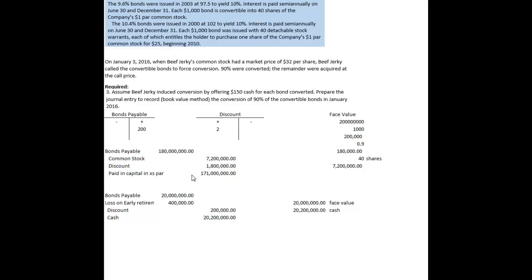We're not forcing them, but we're persuading them or inducing them, asking them to please convert your bond. And if you do that, in exchange, we'll give you $150 cash in addition to the shares that you get if you'll do this. So that's what we call an induction. It's also known as a sweetener, and it's a way for a company to move debt to equity in a very efficient manner. So it's fairly simple, the accounting for this induction.